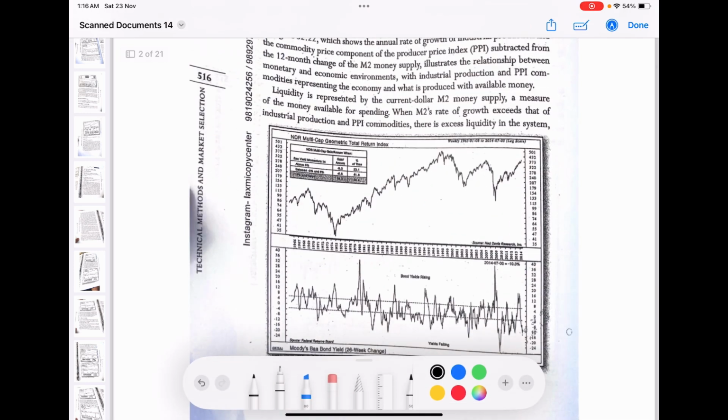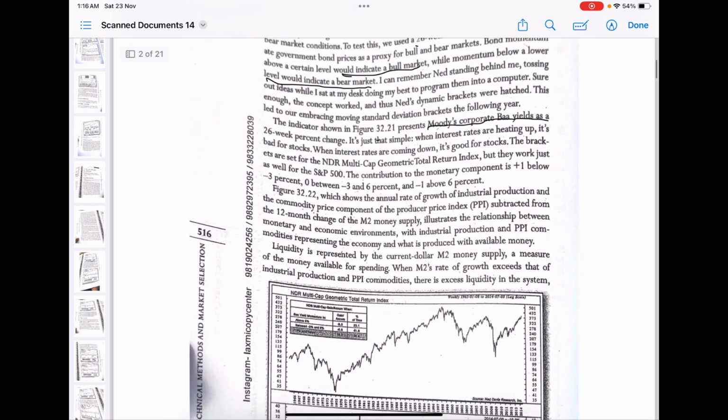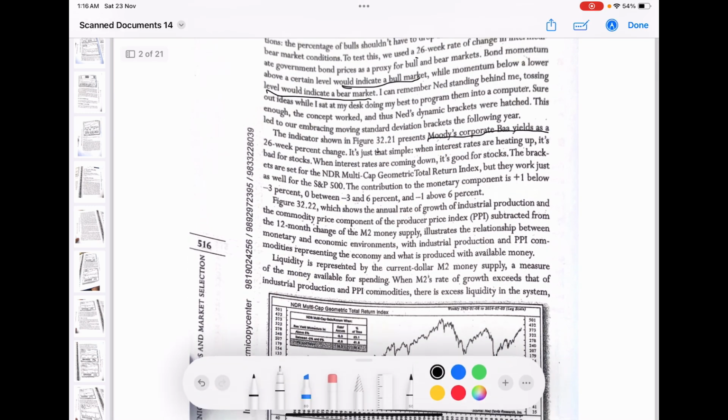The indicator shown presents the Moody's corporate BAA yield in figure 32.21. So, this is the Moody's BAA bond yield. You can look at it in the chart. So, what does it say? When interest rates are heating up, it's bad for stocks. When interest rates are going down, it's good for stocks. The brackets were set for the NDR multi-cap geometric total return index, but they work well for the S&P 500.